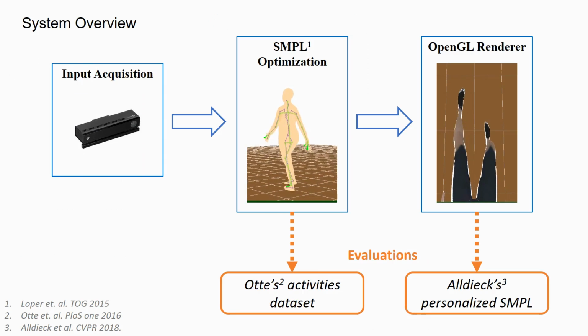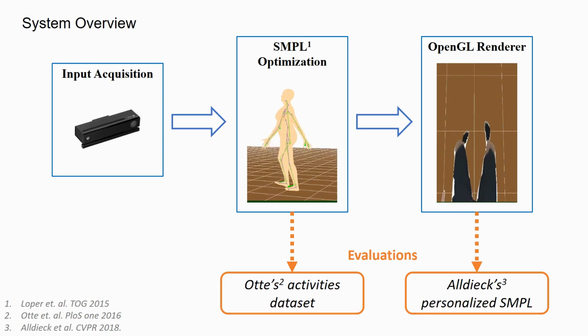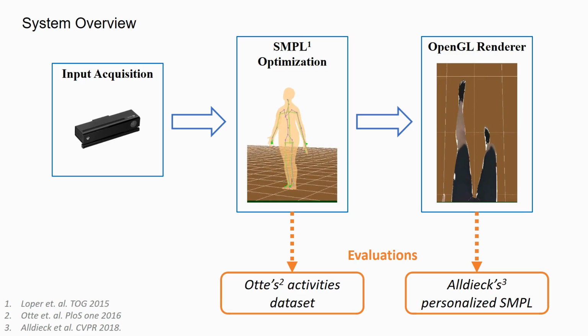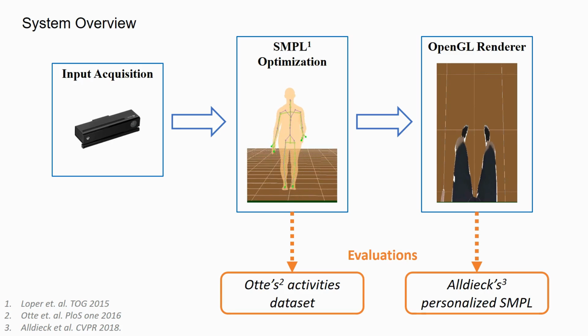Our system contains three main steps. First, taking input from Kinect, then fitting a simple model, lastly, gathering texture to render. Further, all test and Audix datasets are used to evaluate the system.